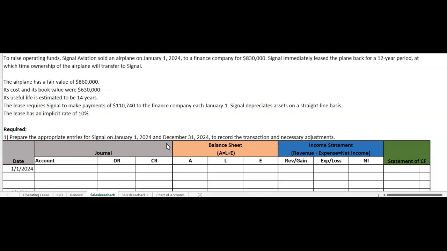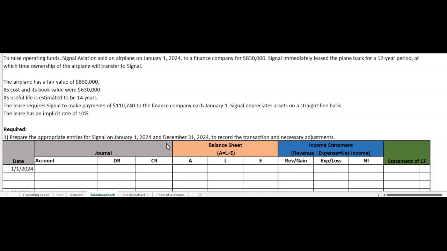Now, when we have this type of arrangement, there's 2 different ways in which we account for it. One is the sale-leaseback approach, and 2 is the financing arrangement approach. So in the sale-leaseback approach, we record the sale of an asset, and then we record a lease for the leaseback portion. Now it can only happen this way if the lease, when we lease it back, qualifies as an operating lease. If the lease, when we lease the asset back that we just sold, qualifies as a financing lease, then we have to do the financing arrangement.